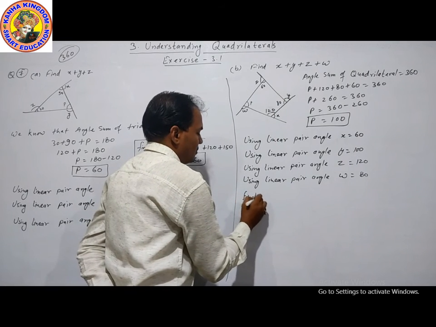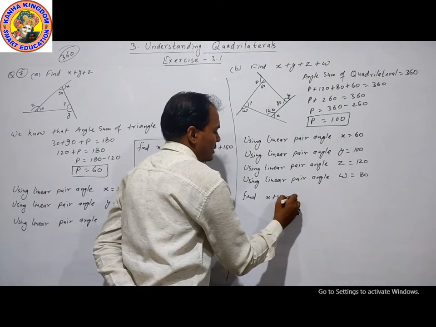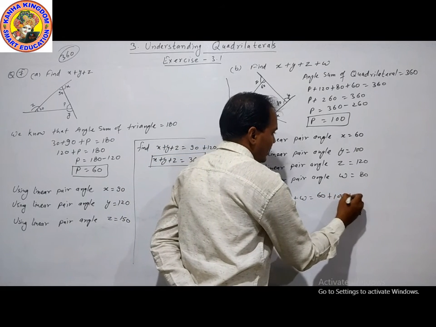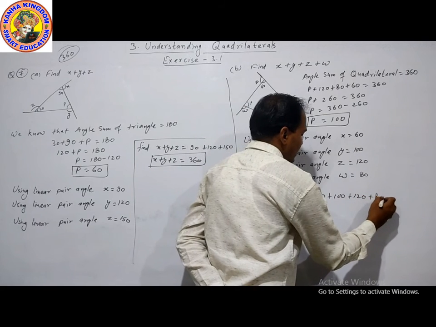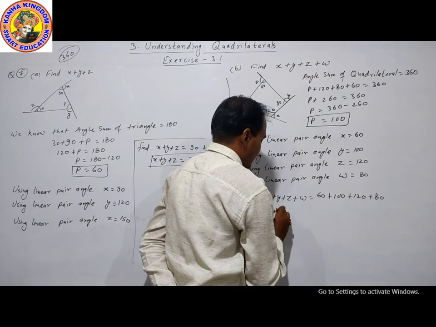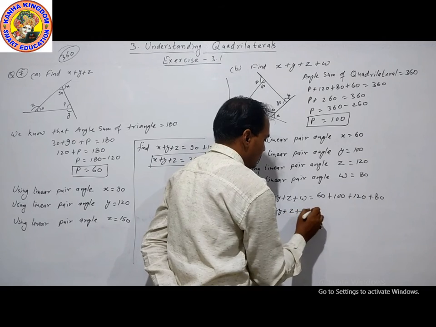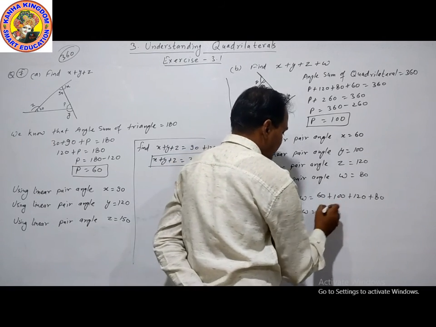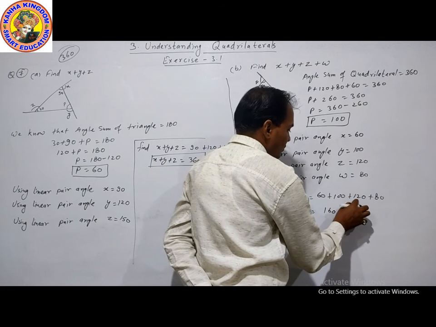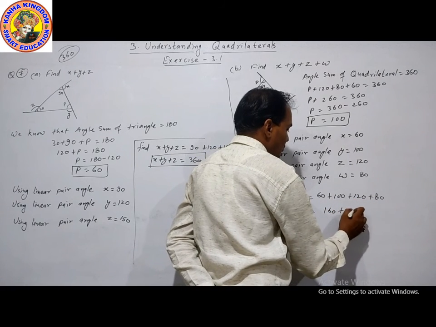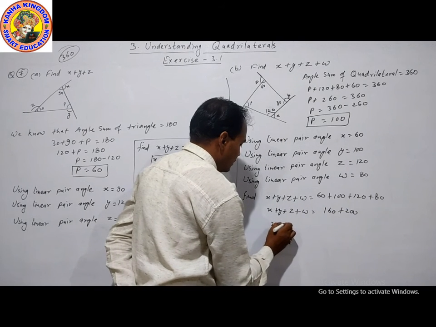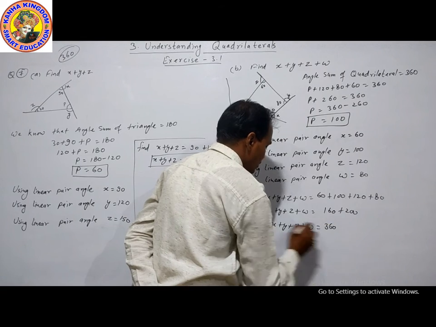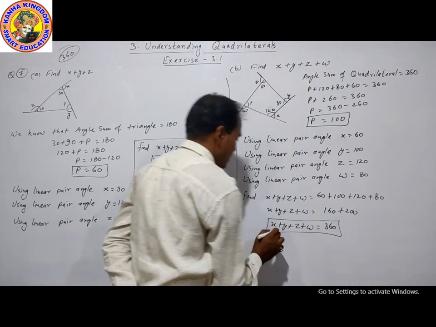The question is find X plus Y plus Z plus W. The values are X is 60, Y is 100, Z is 120, W is 80. X plus Y plus Z plus W: 60 plus 100 is 160, plus 120, plus 80 is 200 more. So X plus Y plus Z plus W is equal to 360. This is our answer.